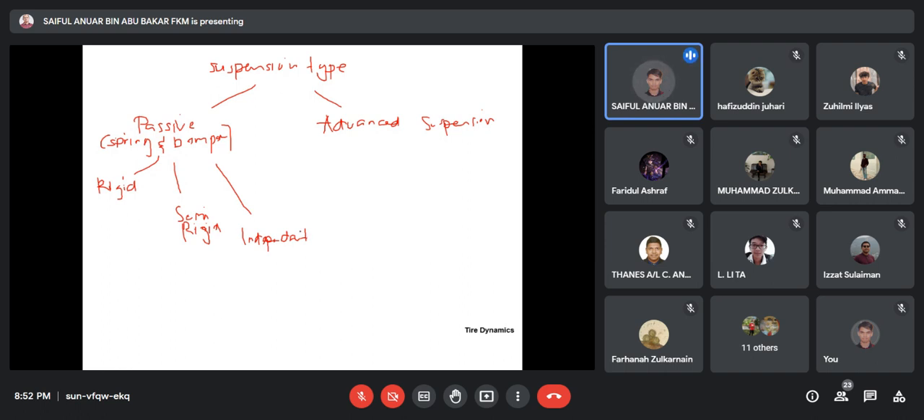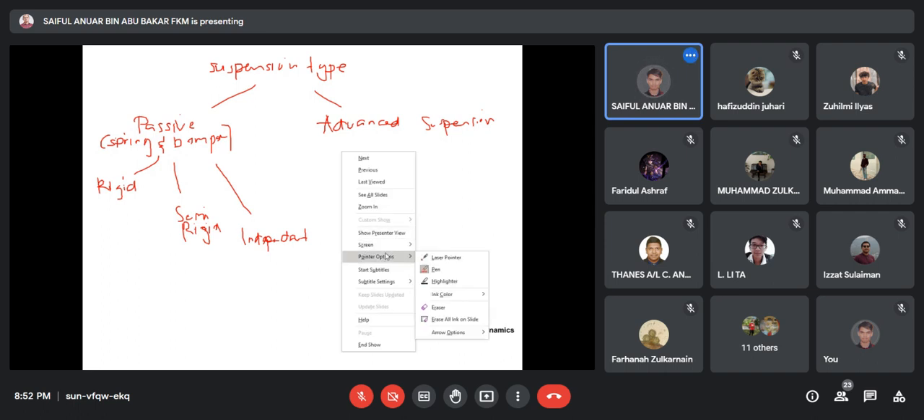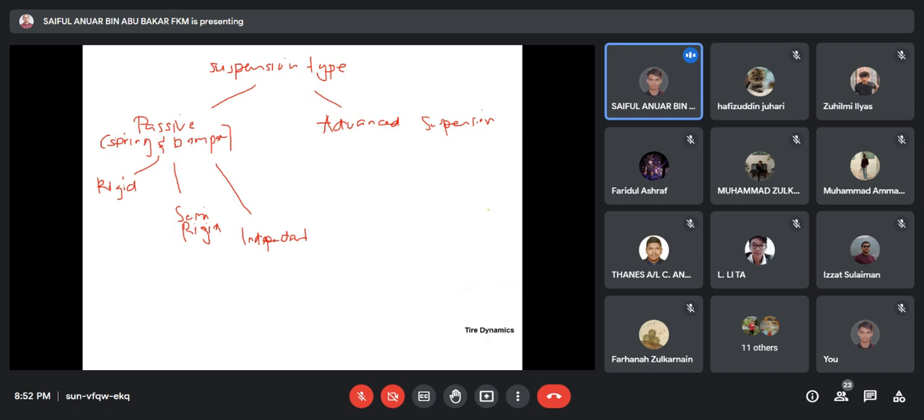Okay, and then the advanced suspension can be further divided into semi-active, and then we have active suspension. Okay, and then for semi-active, usually you have two types. The damper for semi-active is the same thing. It's just that for semi-active, we have a spring and a variable damping damper.